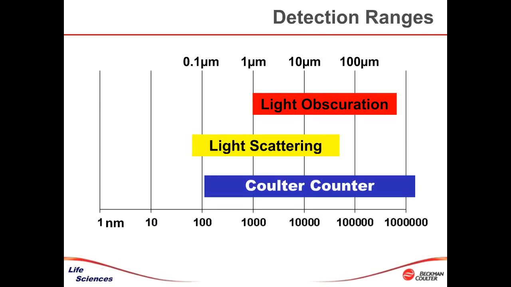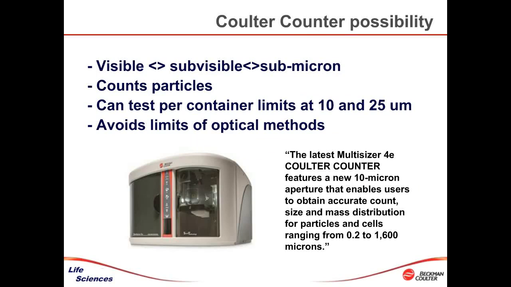So light obscuration, as we mentioned, starts around 1 micron. The Coulter counter has a wider range, based on using different orifices in it. And again, it's an old method in the sense of history. It was developed in the 1940s and certainly has been effective in analyzing liquids in the last 60 years. It has the capability of looking through the range of visible, subvisible, and submicron with different orifices. It could test per container limits at 10 and 25 microns, certainly, and because it is a different method, using an electrical flow method as opposed to an optical method, the transparency of the bodies that you might run into, be they proteins or something else in the fluid, no longer present an issue of refractive indices.